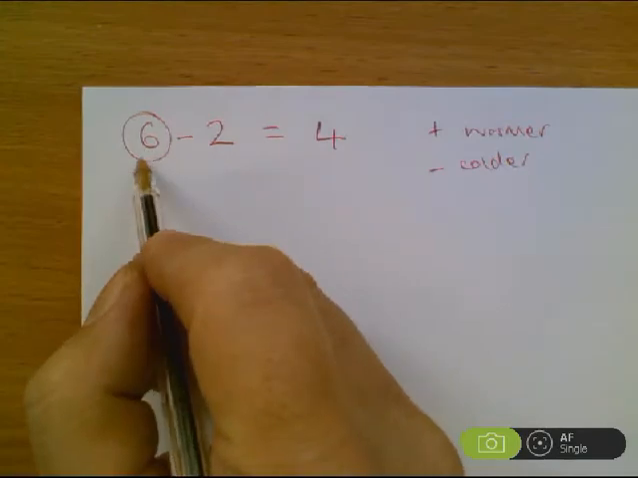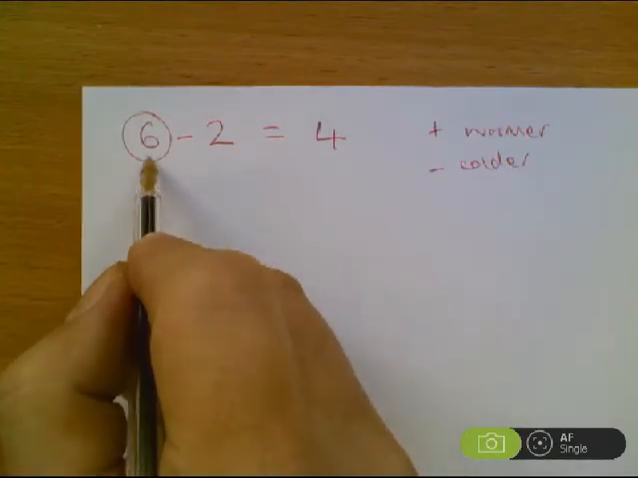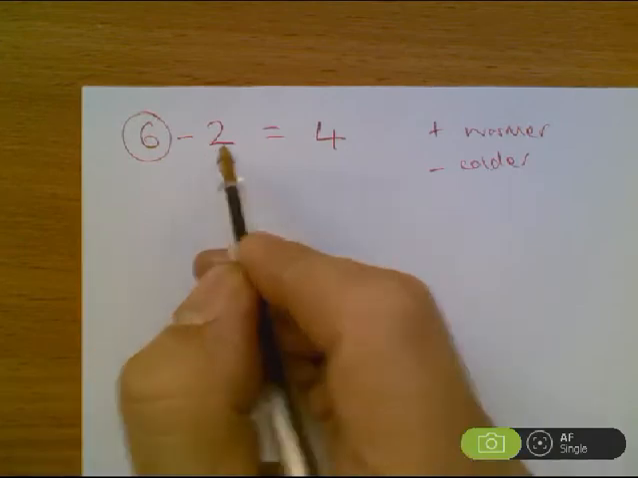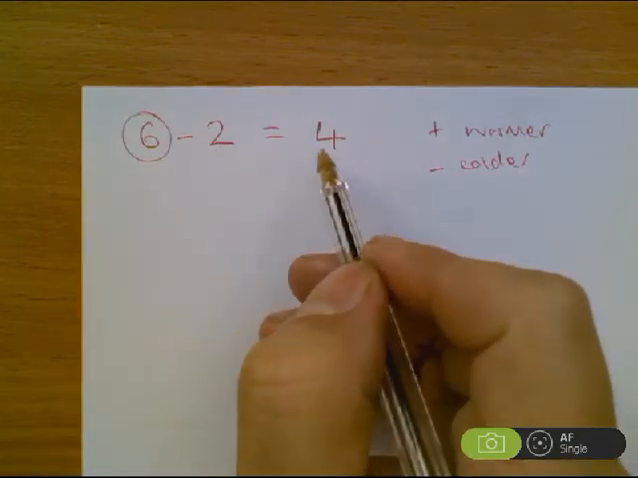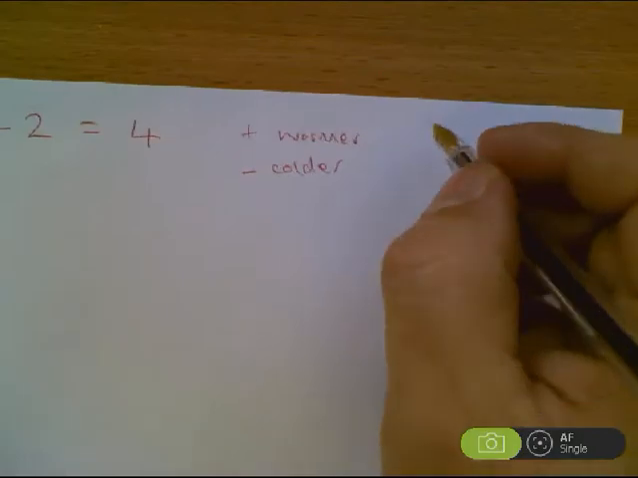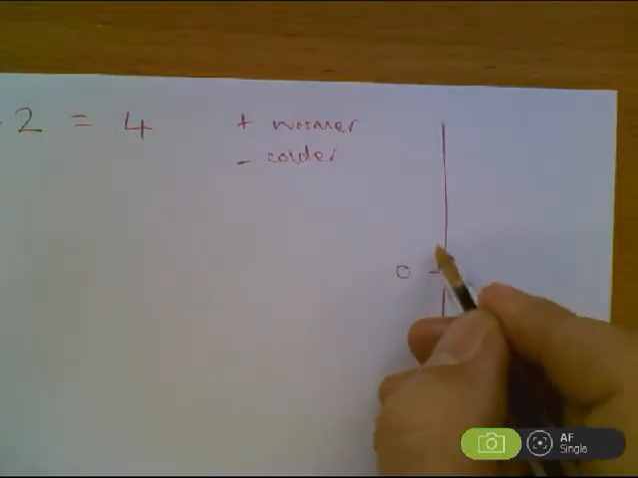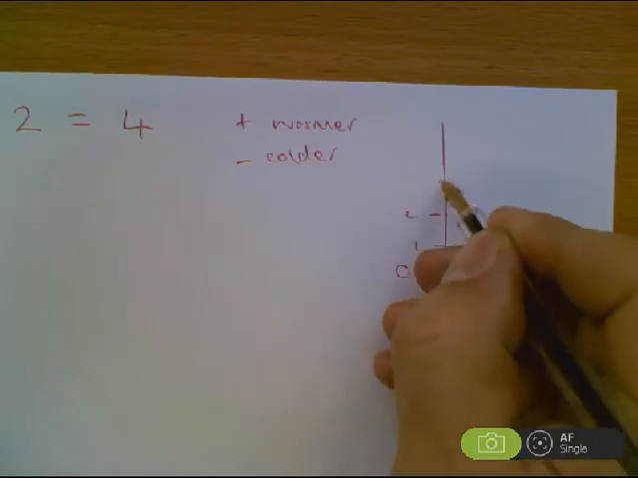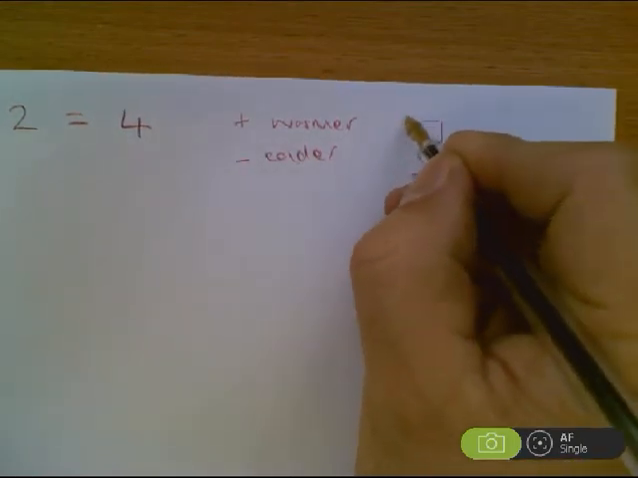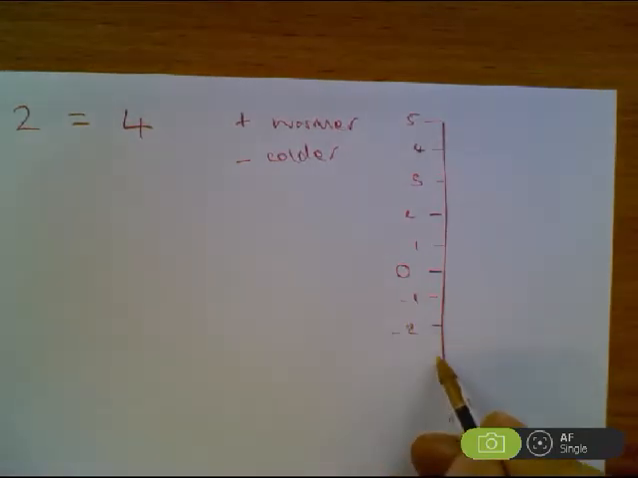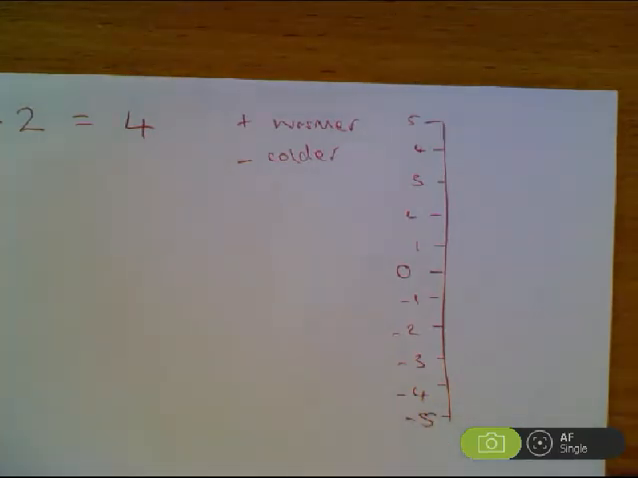So what this simple sum actually means is that I'm starting with a temperature of 6 and I'm getting colder by 2. So my temperature is now 4. And I think it's quite helpful to keep in mind this idea of the vertical number line or thermometer. So there's 0, 1, 2, 3, 4, 5, and then downward you've got minus 1, minus 2, minus 3, minus 4, minus 5.